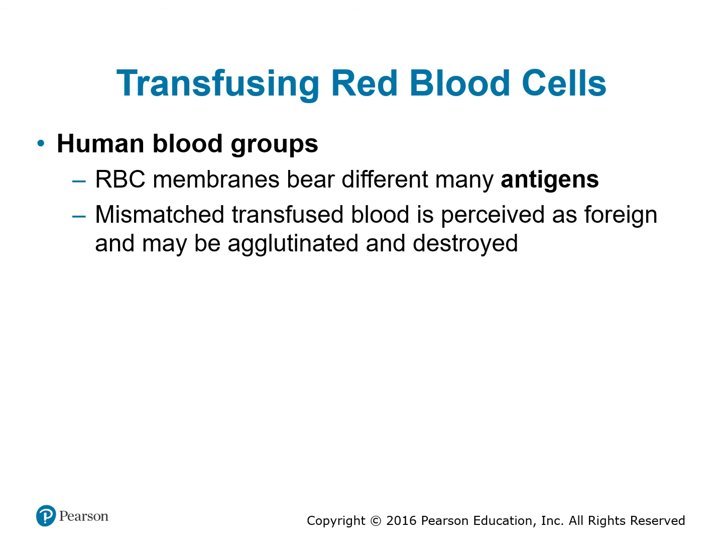In humans, red blood cell membranes bear many different antigens. Antigens are anything perceived as foreign that can generate an immune response. And the red blood cell antigens specifically are referred to as agglutinogens because they promote agglutination. Mismatched or transfused blood is perceived as a foreign entity and may be agglutinated and destroyed internally, and this could lead to a potentially fatal reaction.